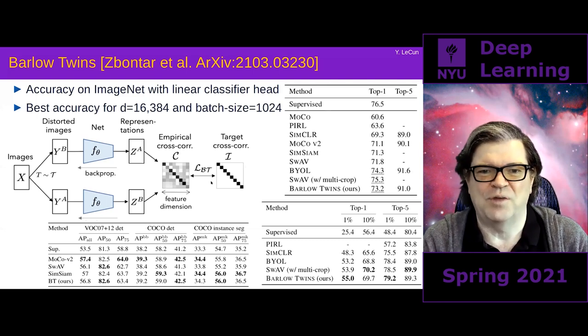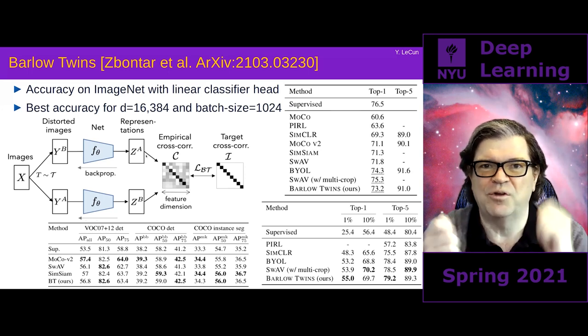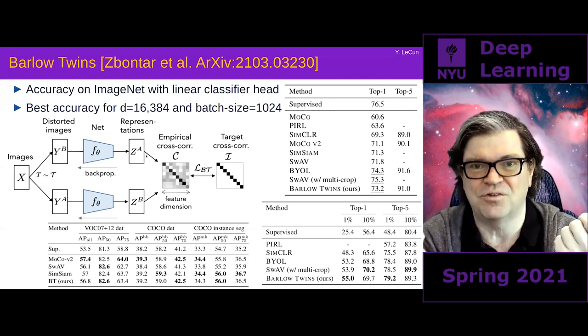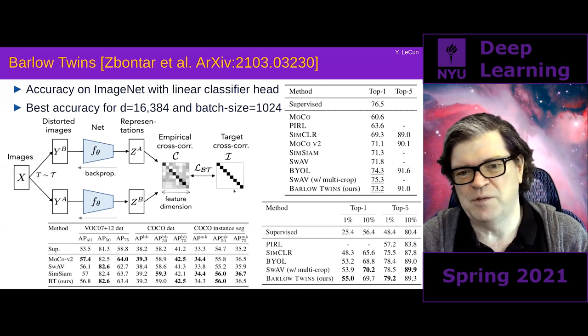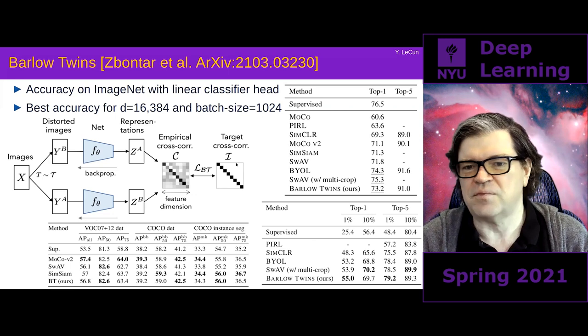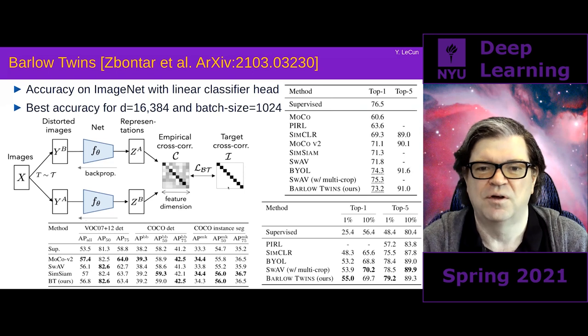So there is another term that says, I also want one component from ZA to be decorrelated from a different component from ZB, okay? So I want them to give me different information, essentially. And that's done by trying to minimize, to set the value of the off-diagonal terms to zero. Again, they can vary between minus one and plus one because it's a normalized correlation coefficient, but we try to make them zero. So that's easy to understand.